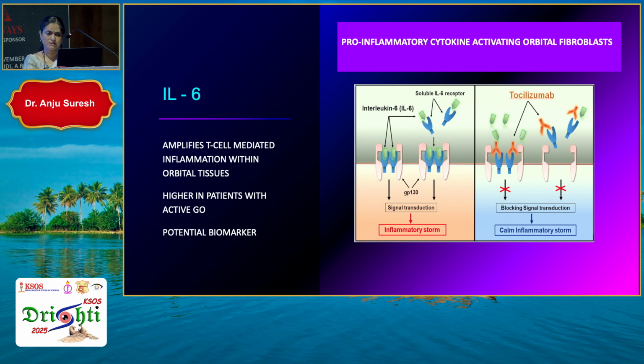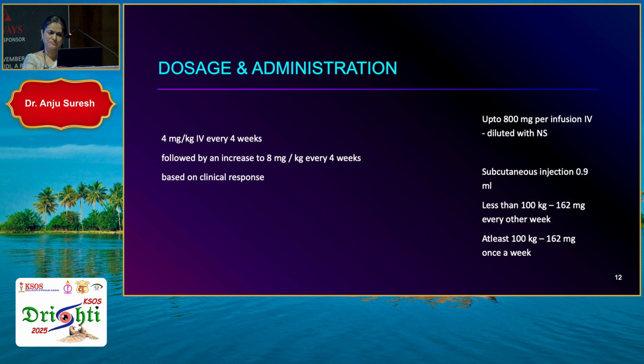So again, the IL-6 inhibitor attaches to the receptor on the cell membrane and blocks the action of IL-6. So this decreases the inflammation within the orbit, but it does not modify the disease process. Therefore, there is not much effect on proptosis or diplopia. However, it will improve the clinical activity scores.